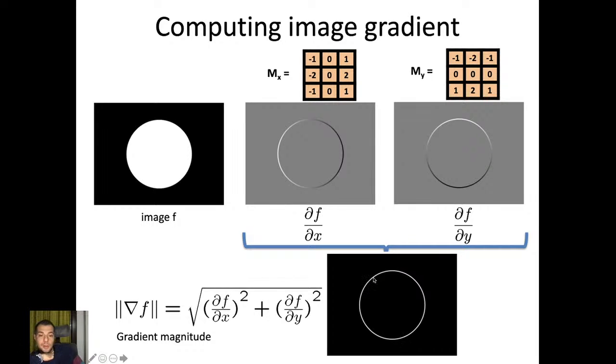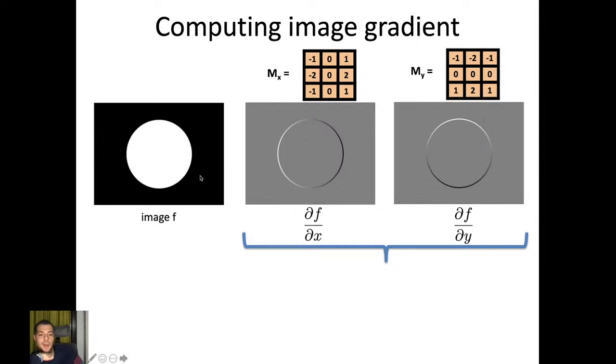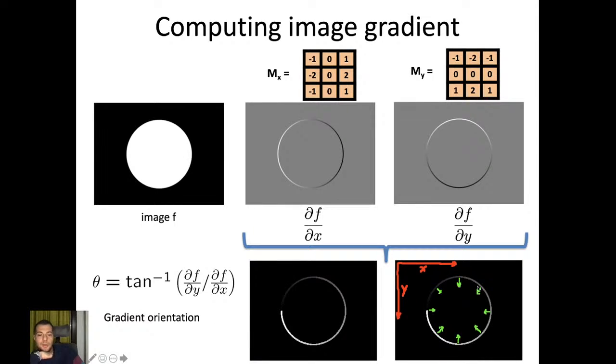So how big is the gradient in these locations, and we also have gradient orientations. So for each location in the image, we can compute the gradient orientation.